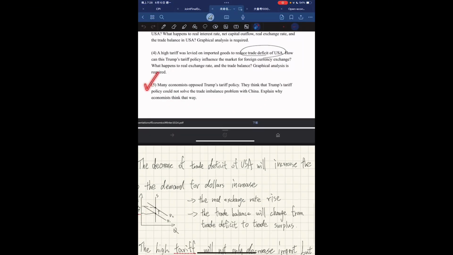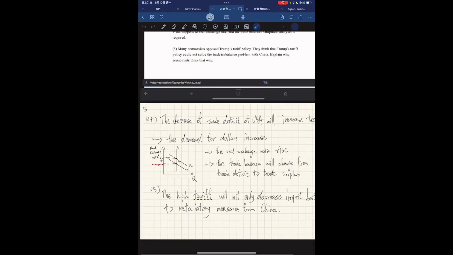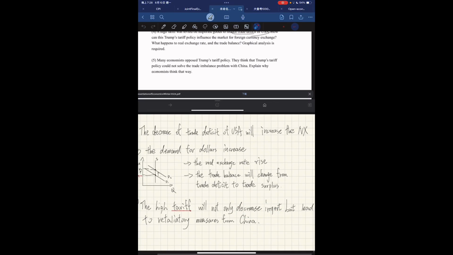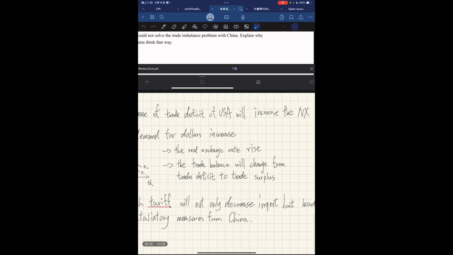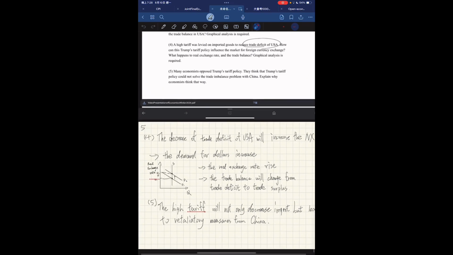Okay, let's see the number 5. They think Trump's tariff policy could not solve the trade imbalance problem with China, and explain why. So I think because the high tariff will not only decrease the import, but lead to retaliatory measures from China. Just like the Chinese government will lower the RMB exchange rate to increase their export, and so decreasing import will not be effective. Yeah, just like this.